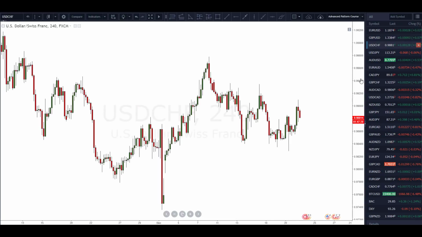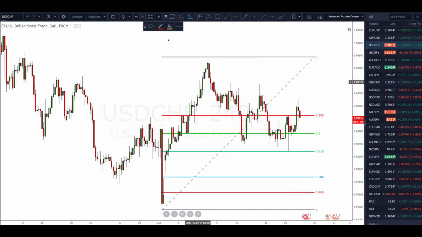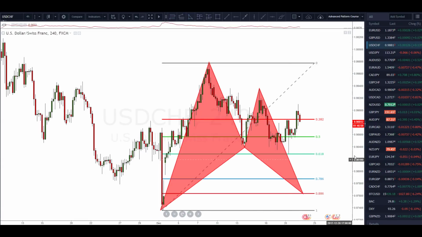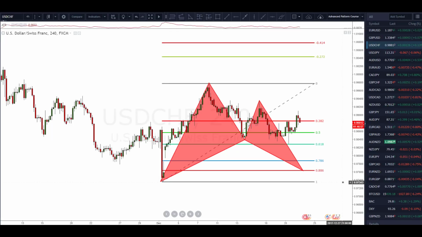Moving on to the dollar Swiss. Here on the dollar Swiss, we have another possible advanced pattern. This one looks like this. It would be called the bat. And what we'd be doing is actually waiting for completion of the pattern right in here, deciding whether or not we wanted to enter this, and then putting a stop loss below our starting point, and targets will be set accordingly. So let's go ahead and move on to our next pair.